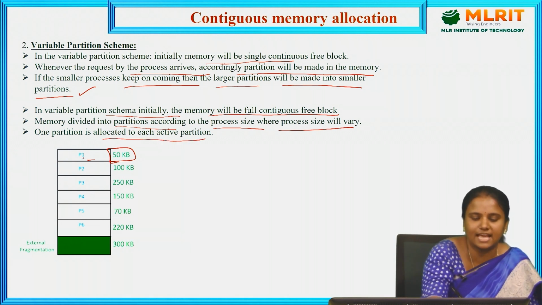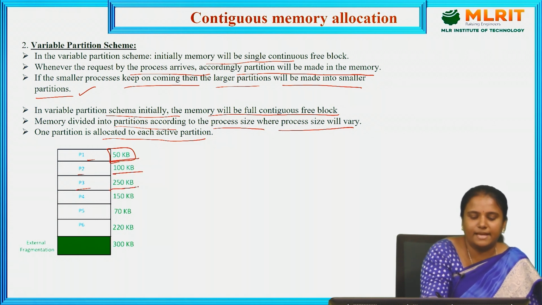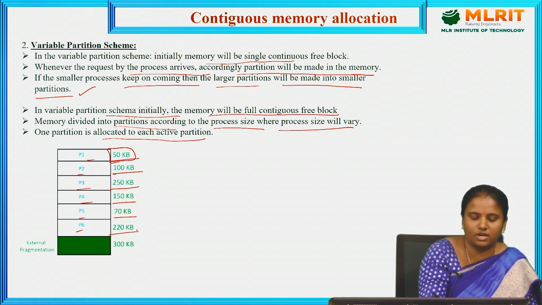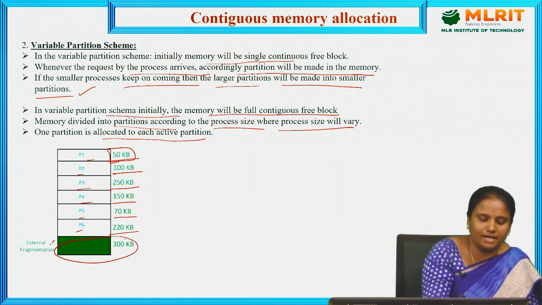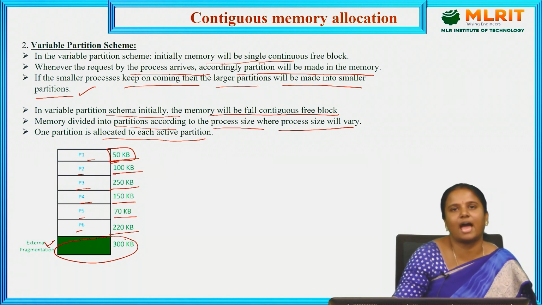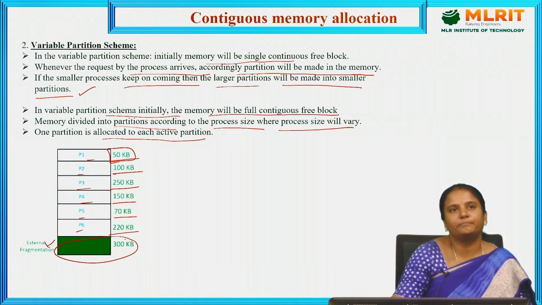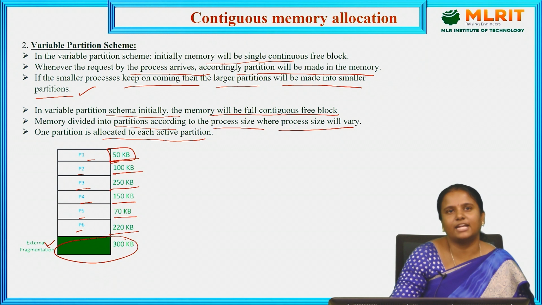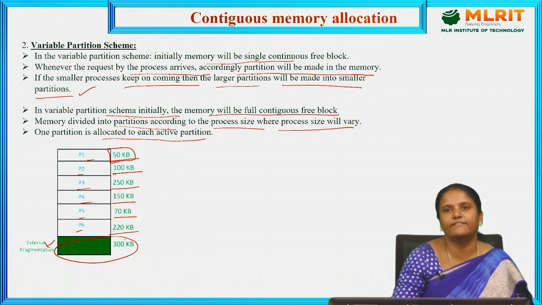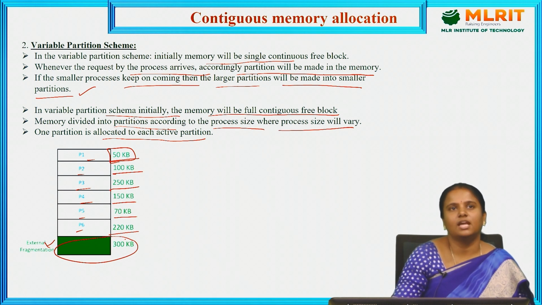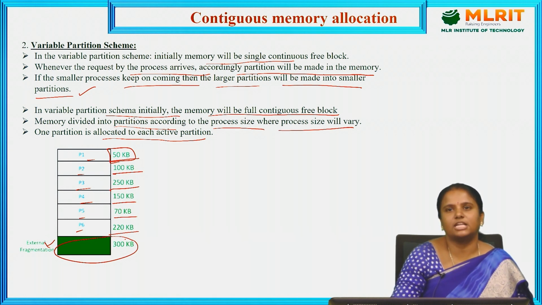So P1 is activating with 50 KB, P2 with 100 KB, P3 250, P4 150, P5 70, P6 220. So 300 is what is left over, which is allocated to external fragmentation. These are the variable partitions, how the larger amount of memory is divided into smaller partitions and allocated to each process according to its size. This is what the variable partition scheme is about.